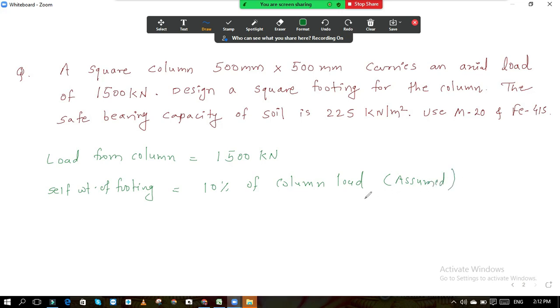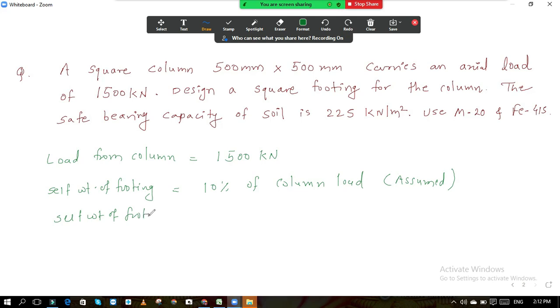What do we assume? In the beginning, we don't know the dimensions of the footing, so we cannot calculate the weight of the footing. As we don't know the dimensions, we can't calculate the self weight. So for that purpose, initially we assume the self weight of the footing is 10% of the column load.